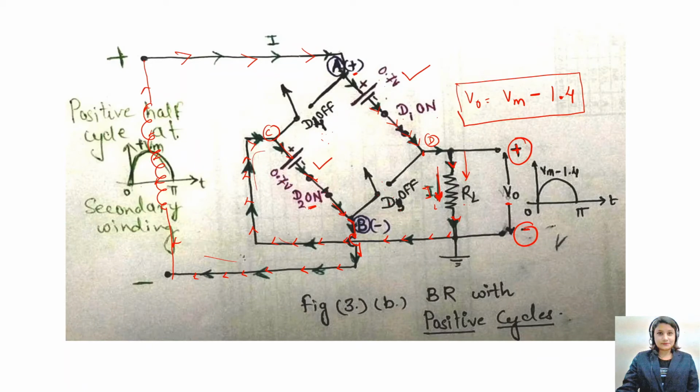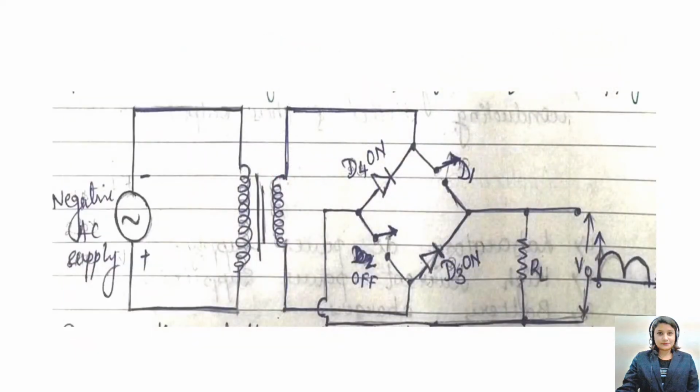Let us see the bridge rectifier in negative cycles. Whenever at the primary winding you apply negative cycles, a negative voltage is induced between the points A and B. So the voltage between point A and B is negative.